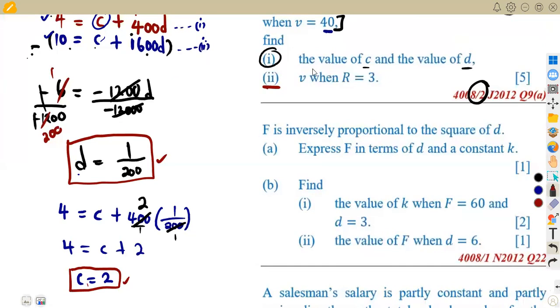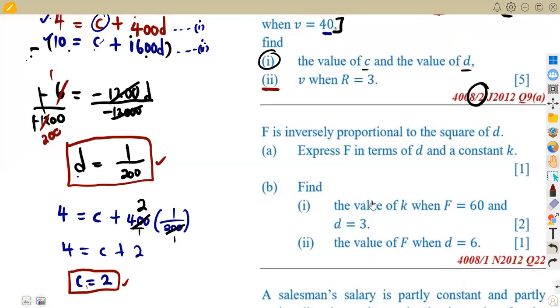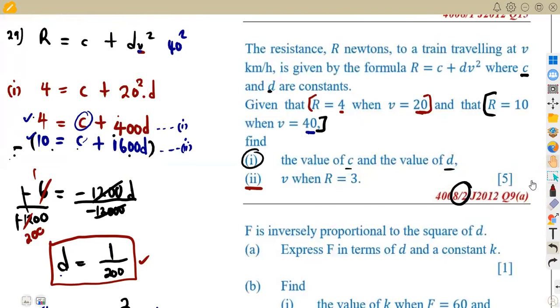Then item 2, to find V if R is equal to 3. The last question was just for you to find the value of C and D, which are the constants. Remember, C and D are constants. So we know that we are supposed to substitute these constants back into the original equation that we are given.